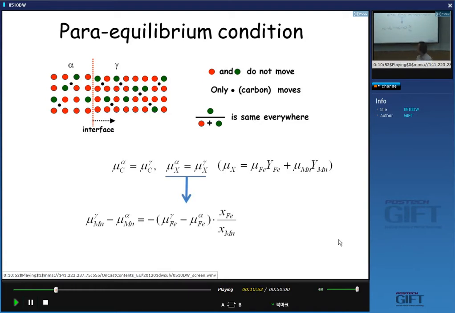Actually, this kind of concept, para-equilibrium, is not a real equilibrium because we do not consider the balance, the equilibrium of the chemical potential of the iron in austenite and iron in ferrite, manganese in austenite and manganese in ferrite. We just consider the balance of the chemical potential of carbon only. But even though we do not consider equilibrating the chemical potential between the two phases, we have another restriction, which comes from fixing the composition of the iron and manganese on both sides.